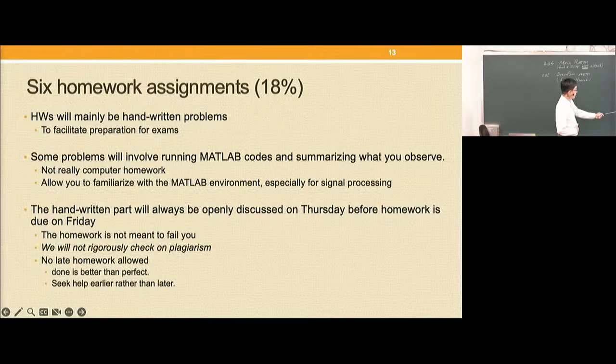And so going back to the handwritten part, they will always be openly discussed on Thursday before they are due on Friday.